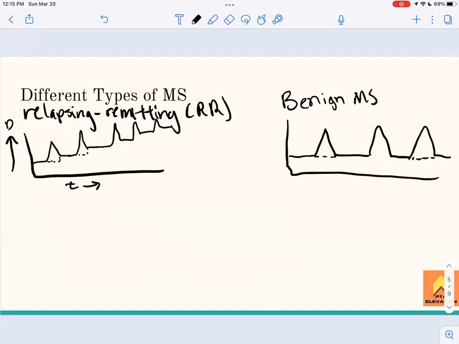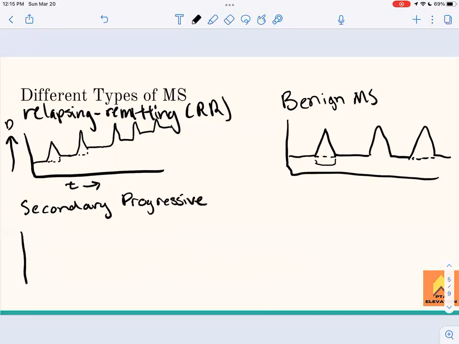You still don't want this person to be bad, because this bad section right here could be a couple weeks, or it could be a couple days. And that's really debilitating for the patient if they're trying to have a full-time job or something like that. So this patient is really big on making sure they know their triggers, so then they're not getting worse. Then the next type of MS is going to be secondary progressive.